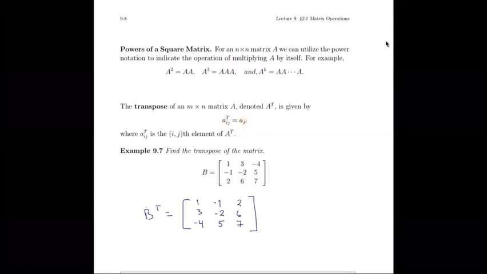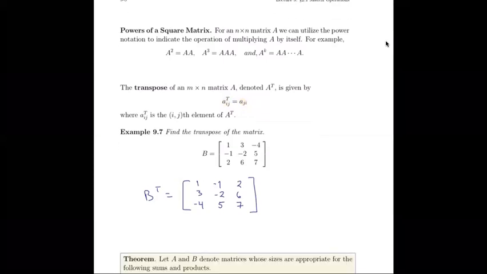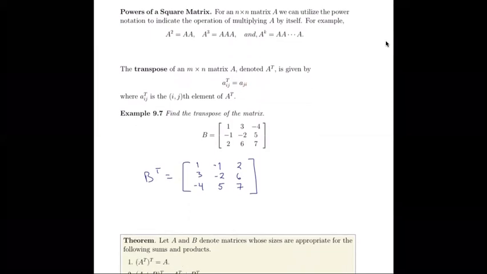So we sort of swap its positions around, across the diagonal. But let's look at this in an example. It'll be a little bit easier than just talking about the general version of it. So B is equal to this matrix, a 3 by 3. And we're asked to find B transpose. So B transpose is, we see 1, 3, negative 4. It's now written as the column.